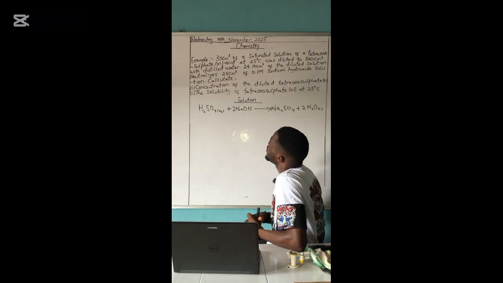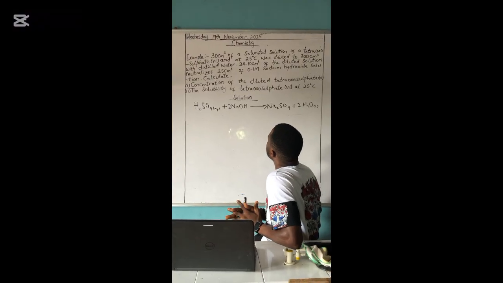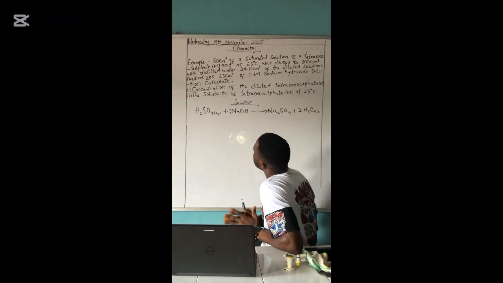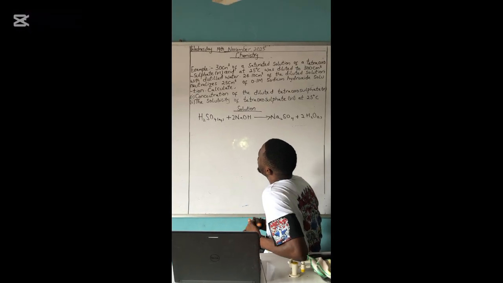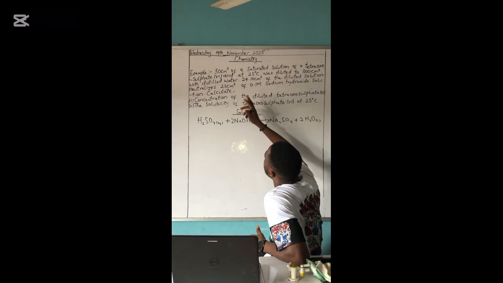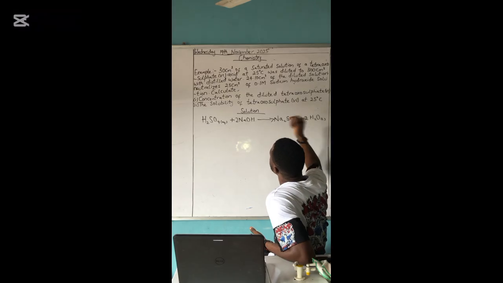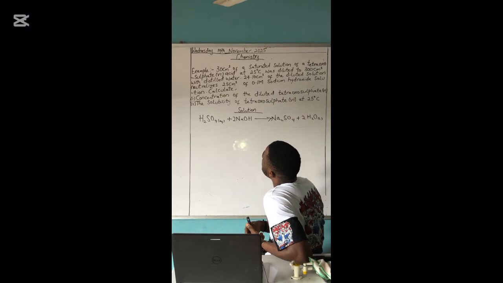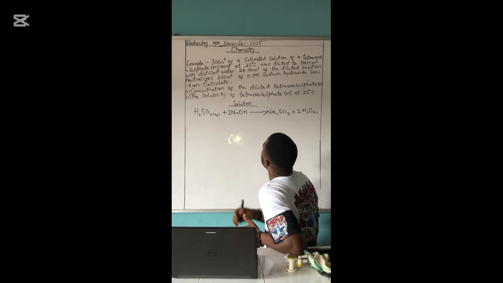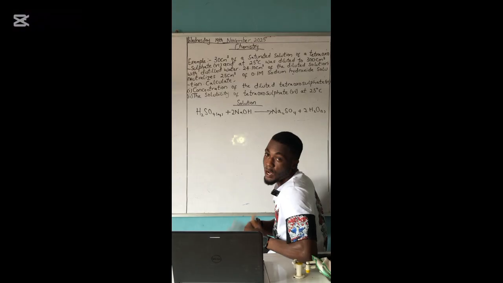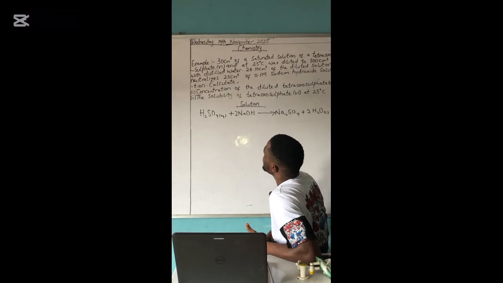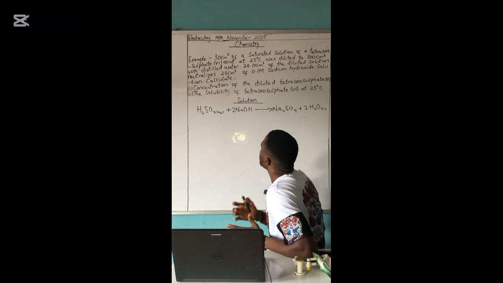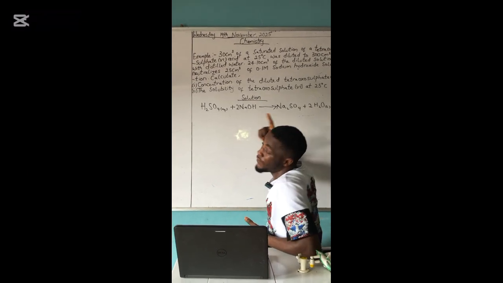We'll be looking into this question on board, which says that 30 cm³ of a saturated solution of tetraoxosulfate VI acid at 25 degrees Celsius was diluted to 300 cm³ with distilled water. Now, 24.10 cm³ of the diluted solution neutralizes 25 cm³ of 0.1 molar sodium hydroxide solution. We are asked to calculate two things here. The first one is the concentration of the diluted tetraoxosulfate VI, while the second one is the solubility of the tetraoxosulfate VI at 25 degrees Celsius.